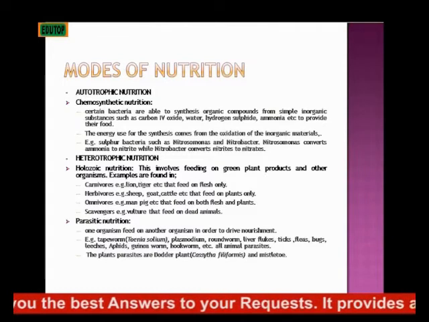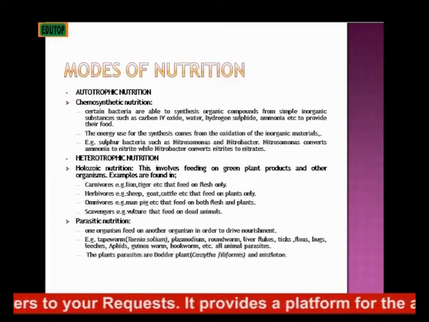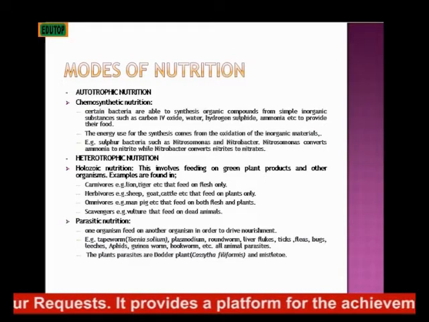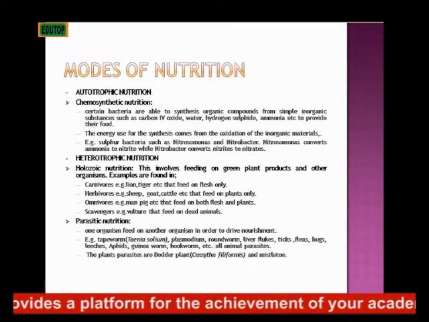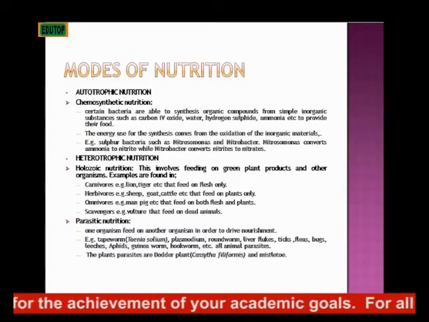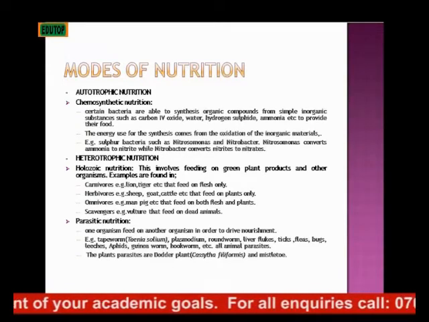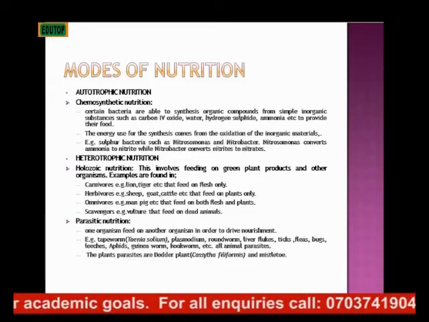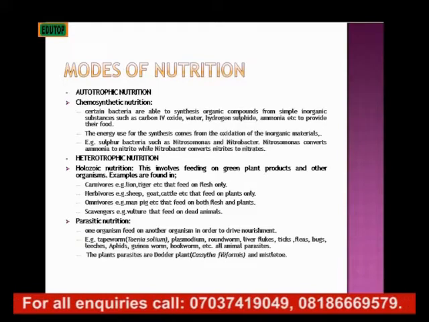Then we have scavengers. Scavengers are organisms that feed on dead animals. An example of such is the vulture. Vulture is a scavenger. Then we also have parasitic nutrition under heterotrophic nutrition. This involves an organism feeding on another organism in order to derive nutrients, but it does the feeding to the detriment of that organism.